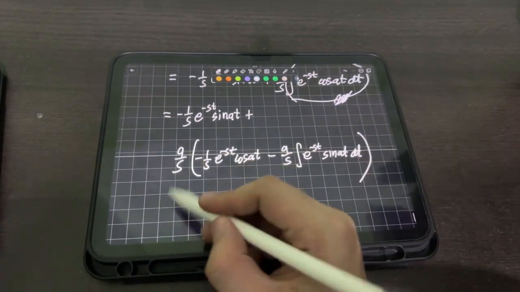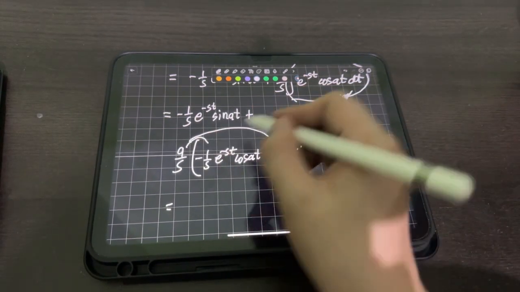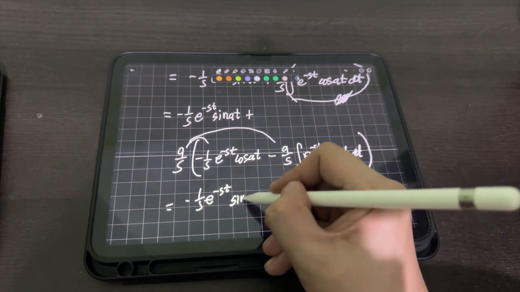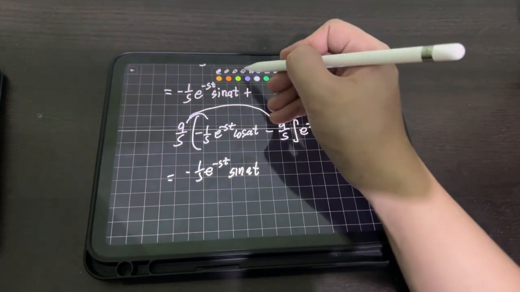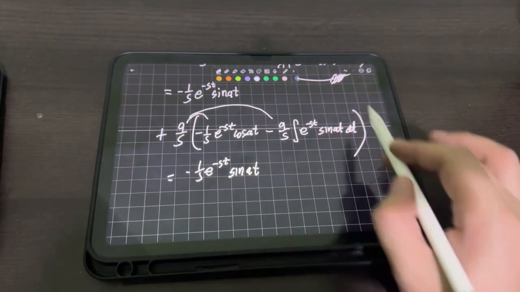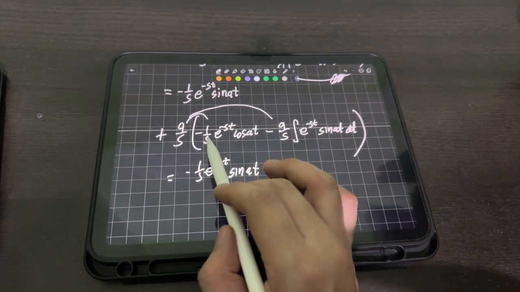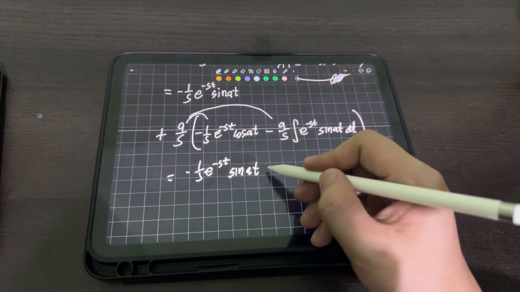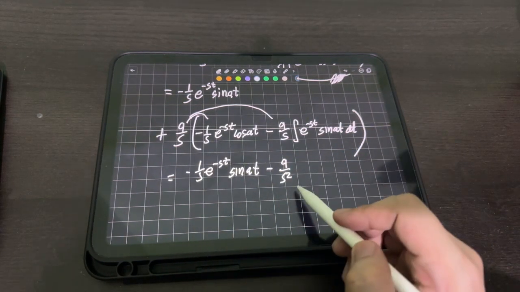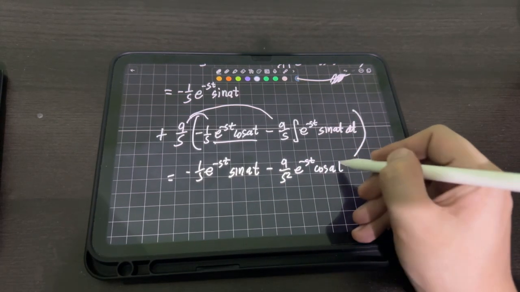So distributing this a over s first. Copy the first term, negative 1 over s e to the negative st sine at. So we need to add this a over s times this expression, distribute the a over s. So a over s times negative 1 over s, that will be negative a over s squared, right? Because s times s is s squared. Then copy e to the negative st cosine at.